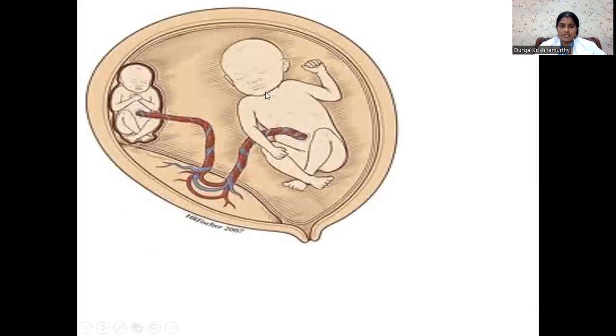This is an example of TTTS where one baby is small and the other baby is big. So by giving vascular laser ablation of these vascular anastomotic vessels, we can save the life of at least one baby.